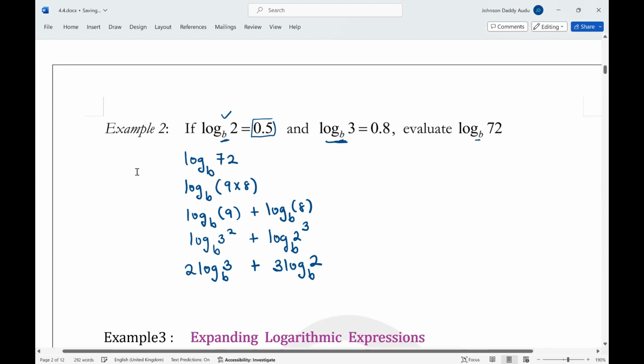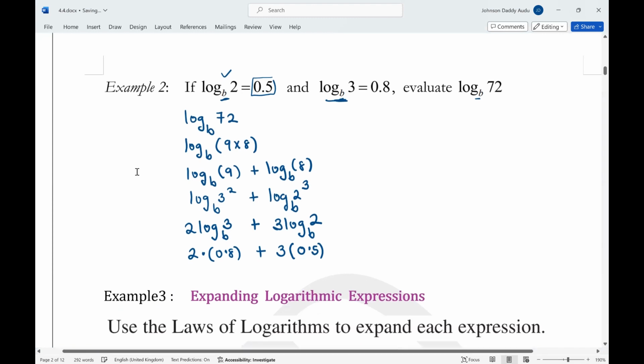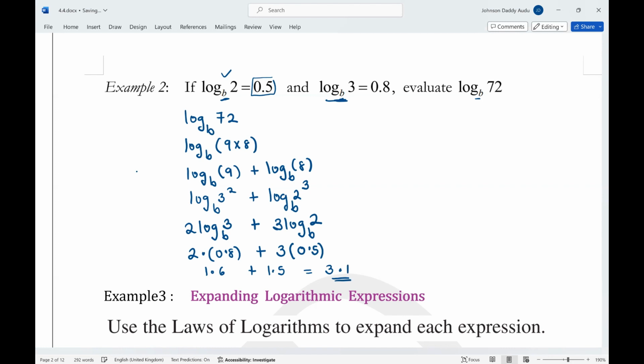So with this, we can say this is going to be 2 times log to base b of 3, which is 0.8, so this is times 0.8, plus 3 multiplied by log to base b of 2, which is 0.5. So 2 times 0.8 will be about 1.6. And 3 times 0.5 will be about 1.5, right? And now we can just add, and this should give us about 3.1.